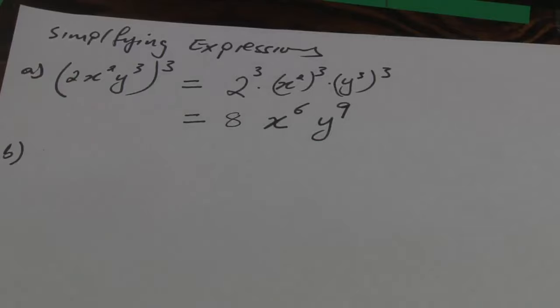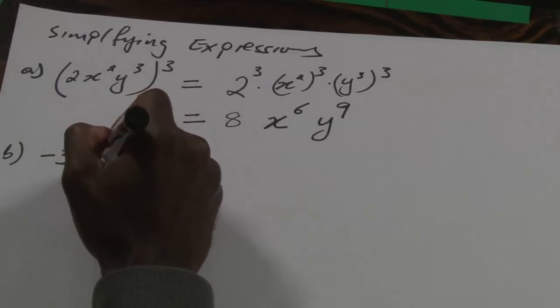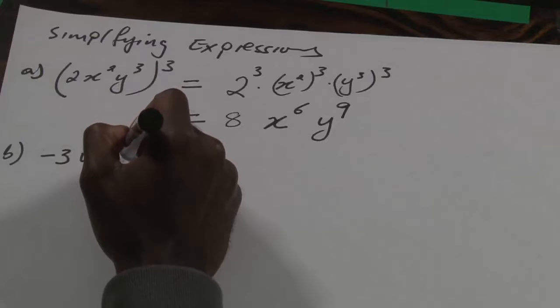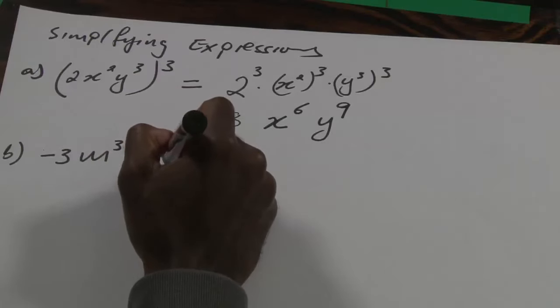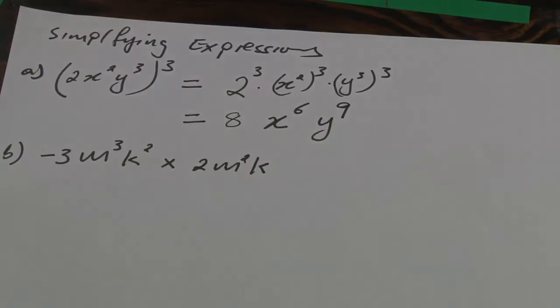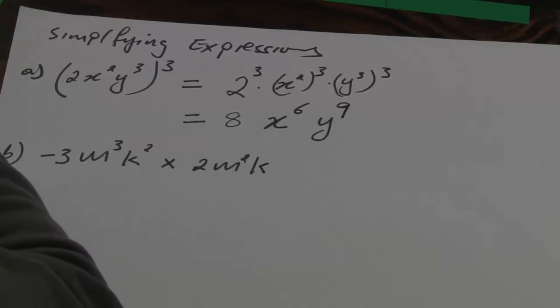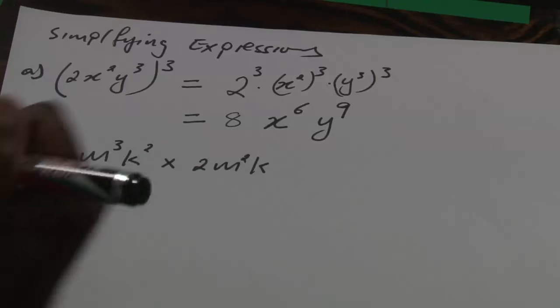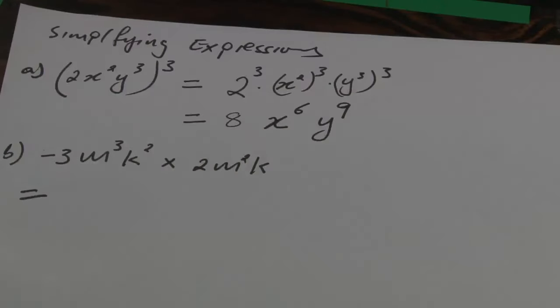Let's look at another one. In B we have -3 multiplied by m to the power of 3 k squared, and these are multiplied by 2m squared to the power k. So we are given this expression and we are asked to simplify it. Again, we want to write it in a simpler, compact, efficient way, but still we need to keep the value of the expression the same. And in this case, what we have is a product of some powers.